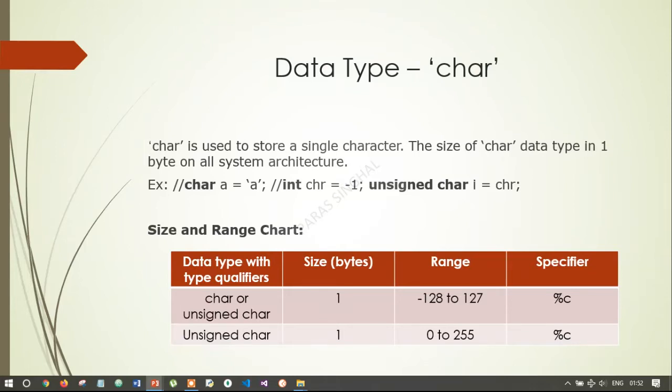There is size and range chart for char data type also. You can see the char or signed char, size 1 byte, range minus 128 to 127, specifier %c. And unsigned char, size 1 byte, range 0 to 255, specifier %c.